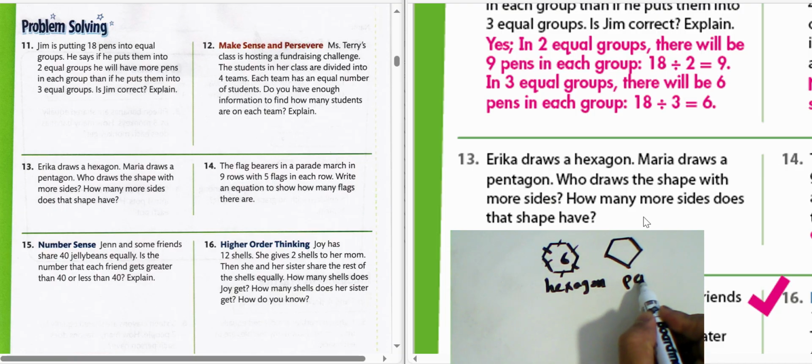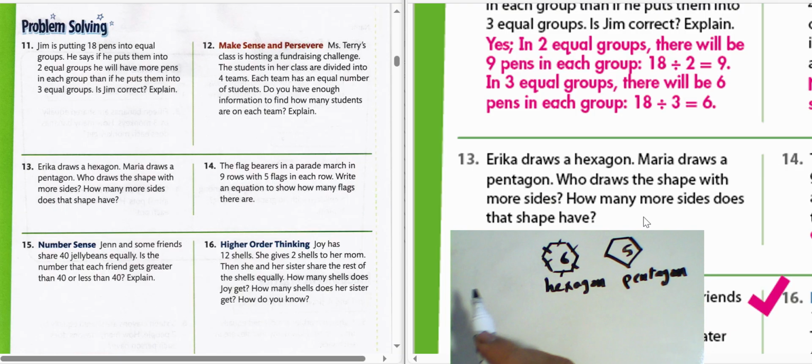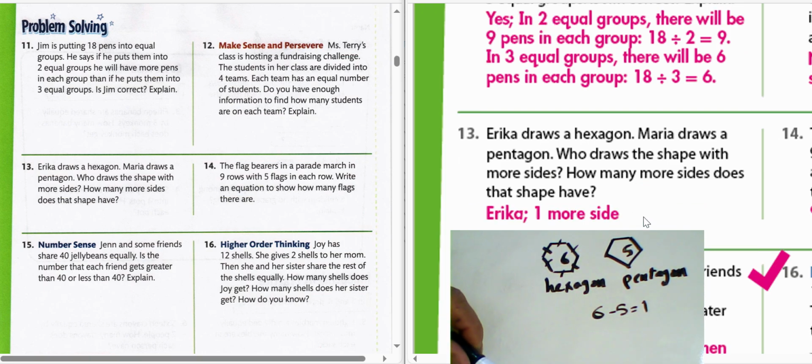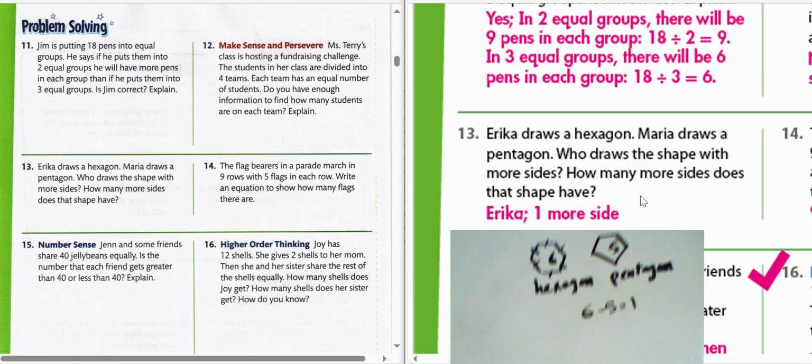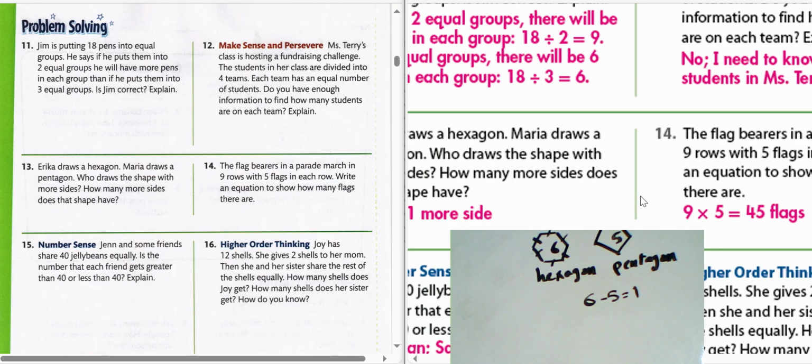We call it a pentagon. The pentagon contains 5 sides. Then 6 minus 5 is 1. And the difference between them is 1 more side. 1 more side. Okay. Next question.